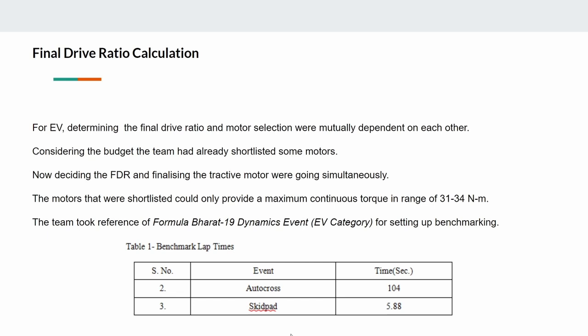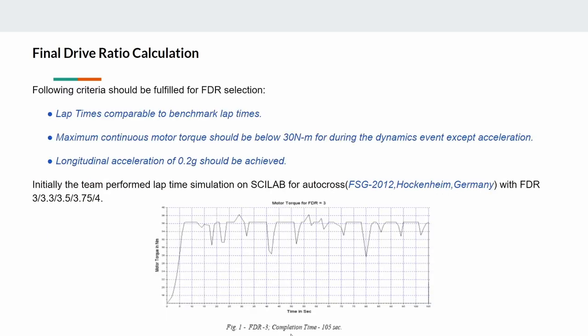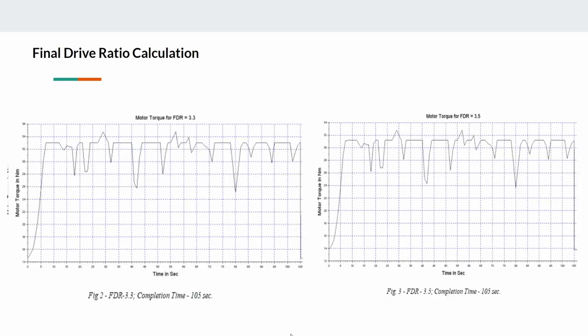The motor that was shortlisted could only provide a maximum continuous torque in the range of 31 to 34 Newton meters. So the following criteria should have been fulfilled for the FDR selection, that is the lap times comparable to the benchmark lap times. The maximum continuous motor torque should be below 30 Nm for the dynamic events except acceleration, and longitudinal acceleration of 0.2 g should be achieved. Initially, the team performed lap simulation on Skylabs for autocross, and the results in the graphs are displayed as below. For FDR3, the completion time was 105 seconds.